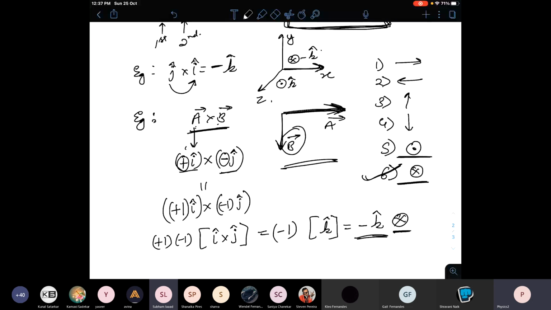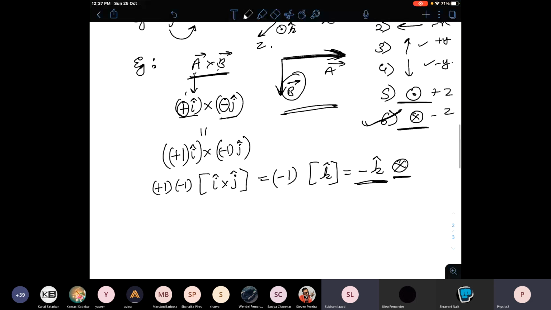Hope everybody got it. Sir, why is it cross or dot? Why is it up or down? This is plus y, this is minus y, this is plus x, this is minus x, this is plus k, this is z. This is plus z, this is minus z. You can remember it like this.